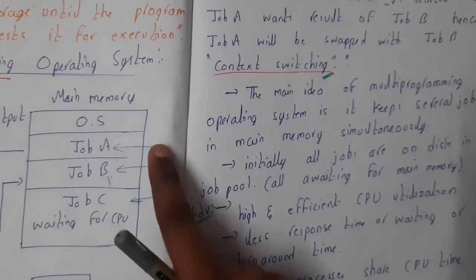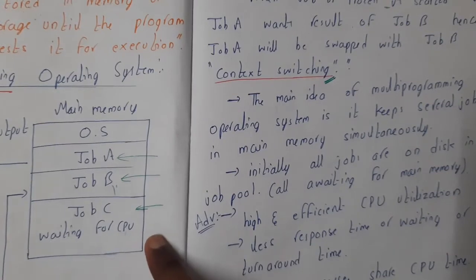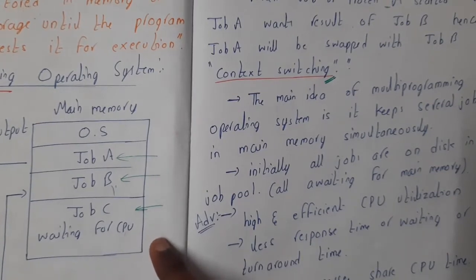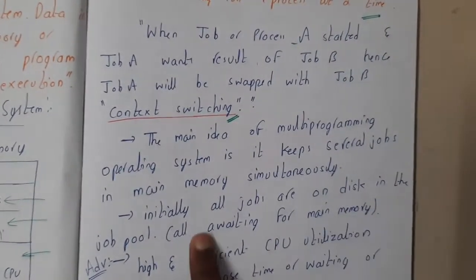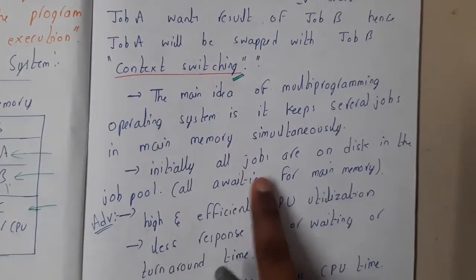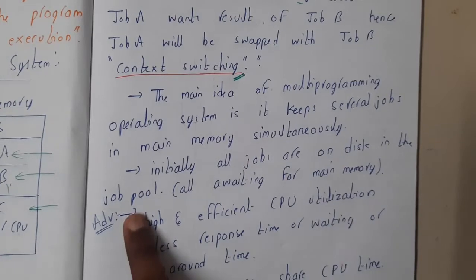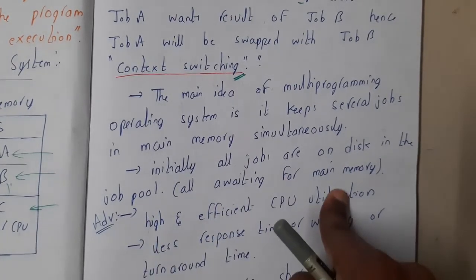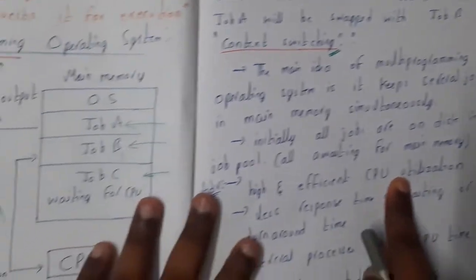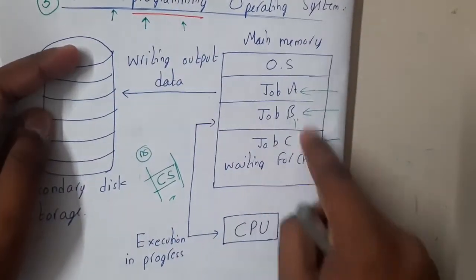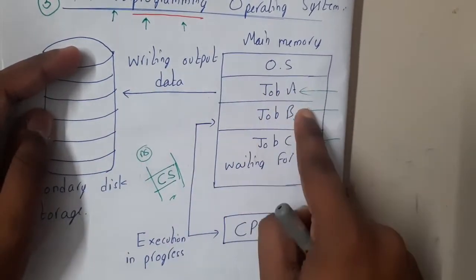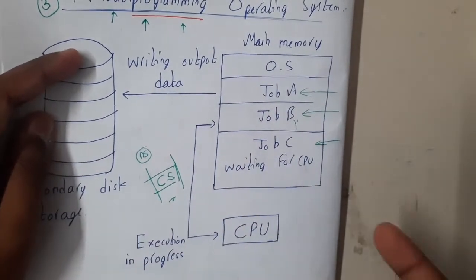Got it? The main idea of a multi-programming operating system is that it keeps several jobs in main memory simultaneously. If you observe here, there are a total of 3 jobs. In real time in our systems, there will be hundreds or thousands of jobs waiting. Initially, all jobs are on the disk in the job pool, all waiting for main memory. So the origin of these jobs is the secondary memory. Once they get a slot in main memory, they come here, and again they wait here for the CPU. So this is a step-by-step process.